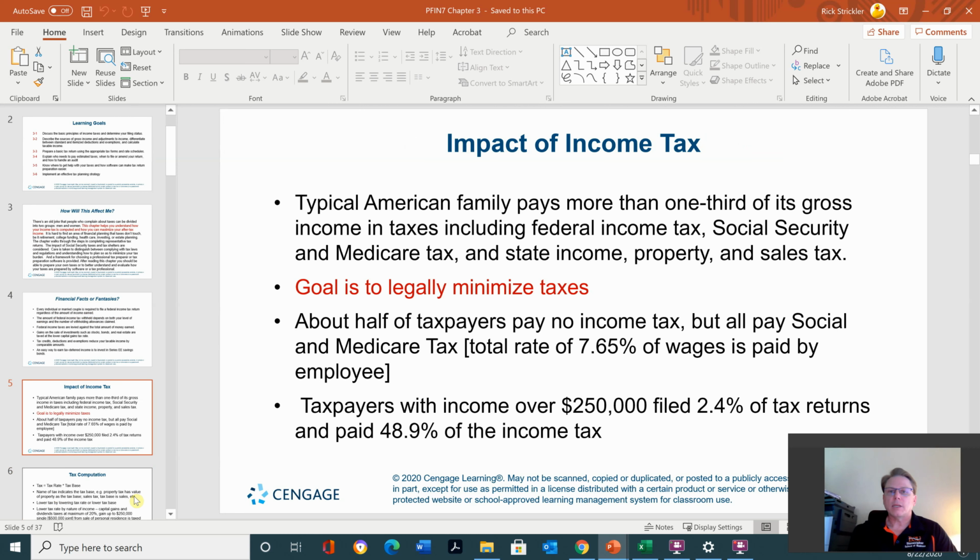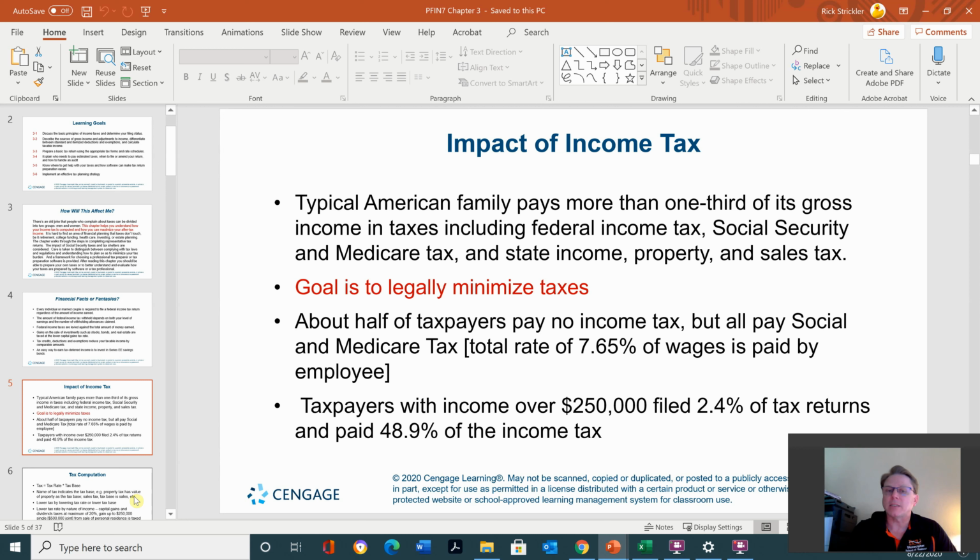Impact of income tax. The typical American family pays more than 1/3 of its gross income in taxes, including federal income tax, Social Security, and Medicare tax, as well as state income tax, property tax, and sales tax. One thing you can do is move to a state that doesn't have state income tax, and that will help you lower your tax rate. The goal is to legally minimize taxes.